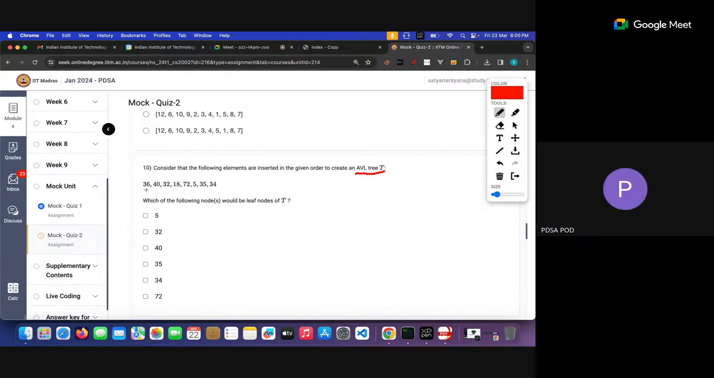So if the sequence of these particular numbers is inserted into an AVL tree, which of the following nodes would be leaf nodes? Once this complete AVL tree is constructed, with the balancing factor condition definitely satisfied, what are the leaf nodes? Let me construct the tree first.